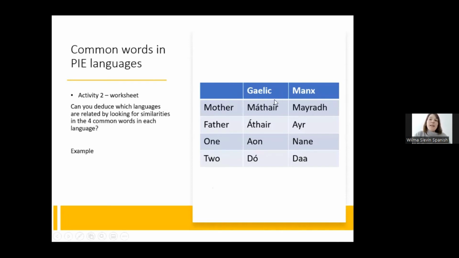So you can see here Gaelic and Manx are actually from the Celtic languages. Even though I doubt any of us here know any Manx at all, there are some similarities there that you can see.